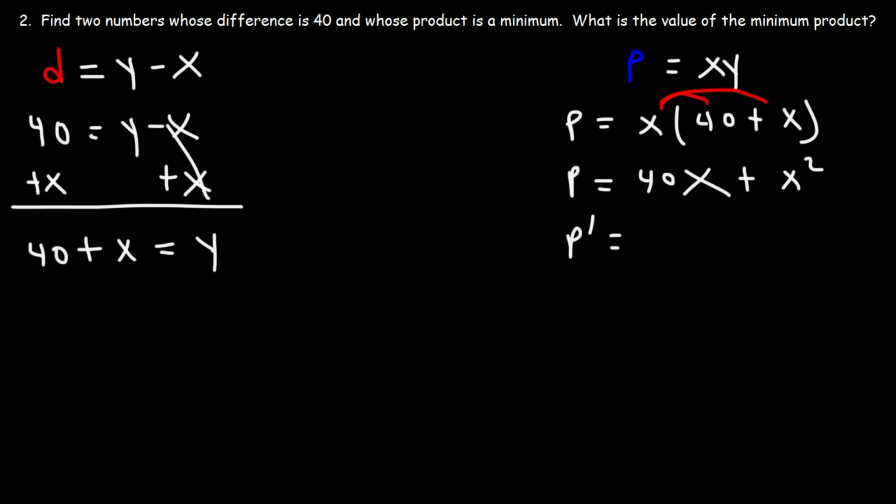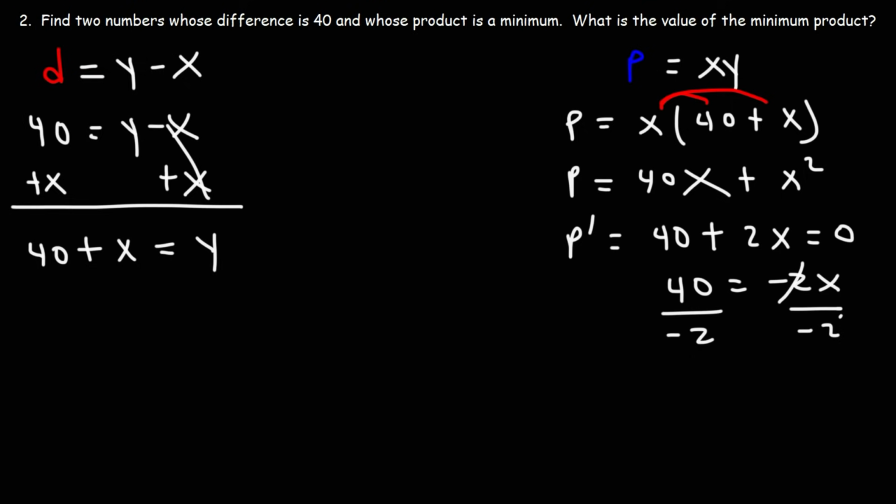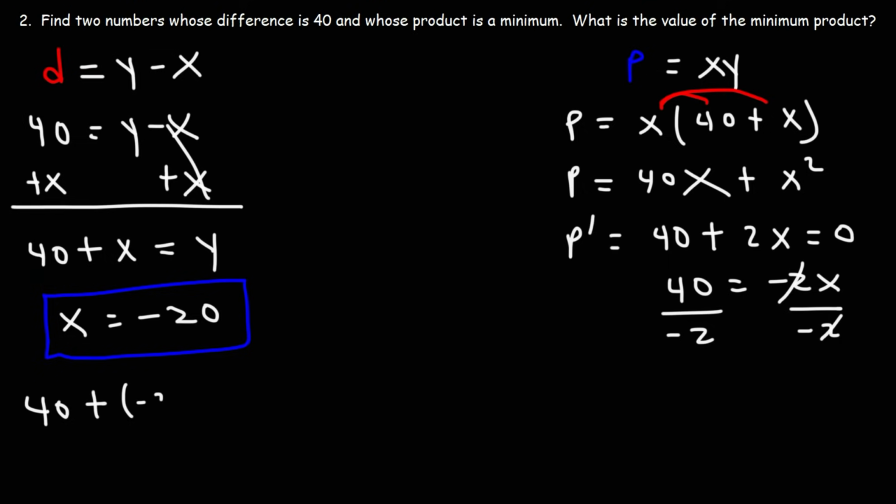Now, let's find the first derivative of the objective function. That's going to be 40 plus 2x, and then let's set it equal to 0. Now I'm going to move the 2x to the other side, where it's going to be negative 2x, and then I'm going to divide both sides by negative 2. And so x is negative 20. So now that we know the value of x, we could plug it into the constraint equation to get y. So 40 plus negative 20 will give us y. And so that's equal to positive 20.